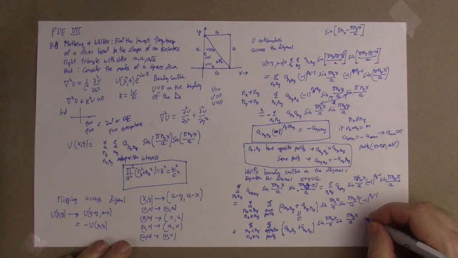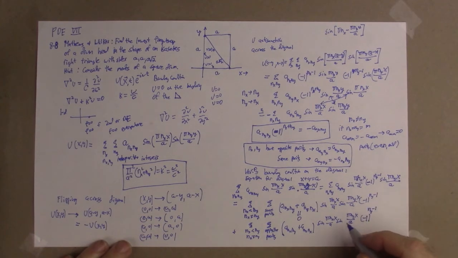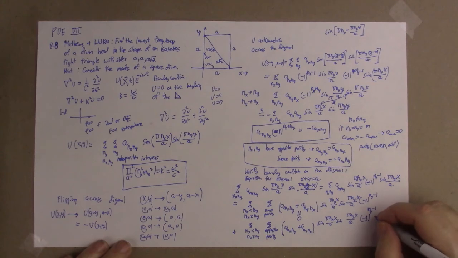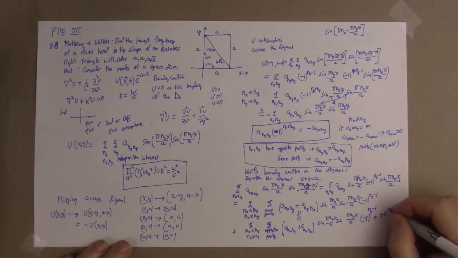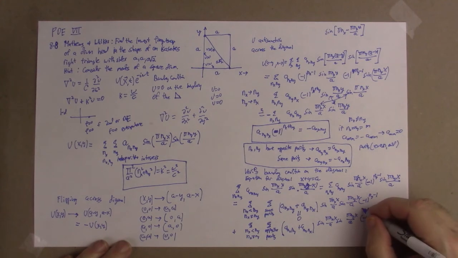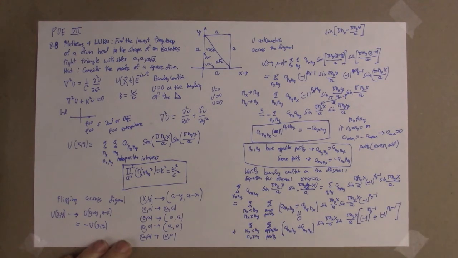And here I have (-1) to the ny minus 1. That corresponds to this term. I have plus (-1) to the nx minus 1. That corresponds to that term. Now, because they have opposite parity, these two are opposite and this equals 0 due to opposite parity. Okay, so that verifies that we satisfy the boundary condition.